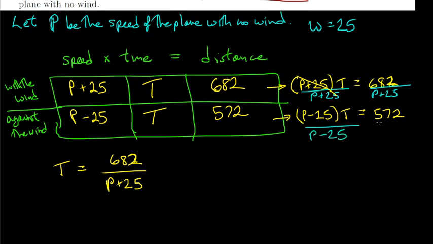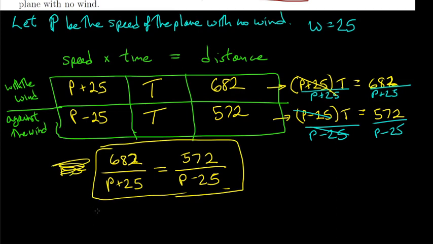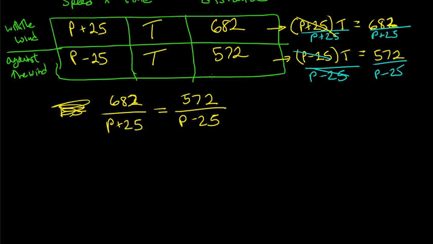Divide by P minus 25 now, so that they cancel on the left. And now T is going to equal, it's the same T, right? 572 over P minus 25. So it turns out we don't care what T is. This is our equation, and we can solve for P. In fact, it's a proportion, so we can just cross multiply. So 682 times P minus 25 is equal to 572 times P plus 25.